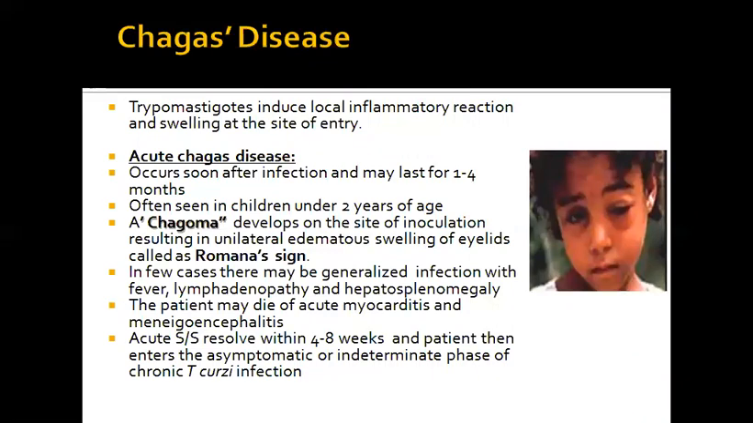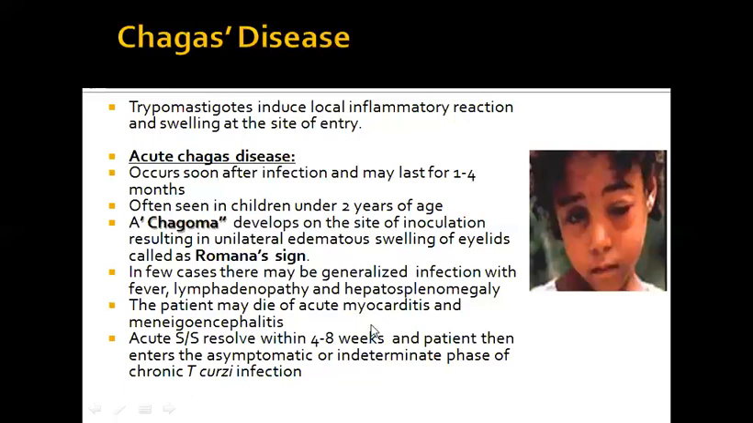So Chagas disease is seen in two phases, the acute Chagas disease and the chronic Chagas disease. So acute Chagas disease occurs soon after infection, and it may last for about 1 to 4 months. This is often seen in small children under the age of 2 years. Chagoma develops on the site of inoculation, resulting in unilateral edematous swelling of the eyelids called Romaña's sign. So here we have a picture of a child having chagoma at the site of inoculation of the parasite.